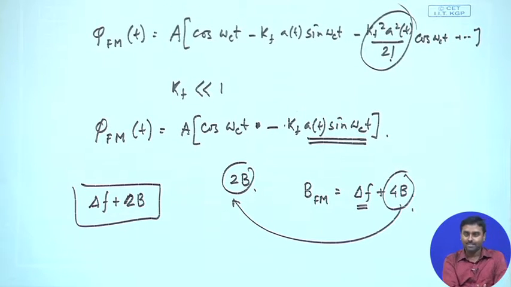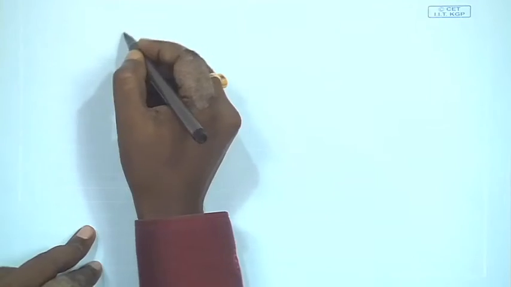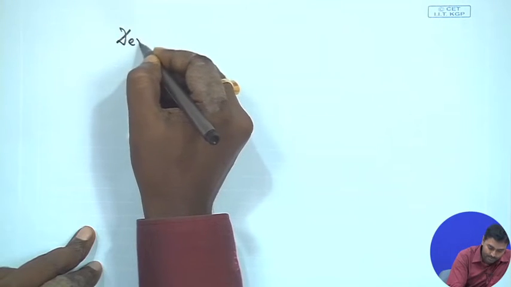We will come back to this. Okay. So, this must be the FM bandwidth. Let us try to see how we can deal with that. To deal with that, let us try to define one thing which is called frequency deviation ratio.